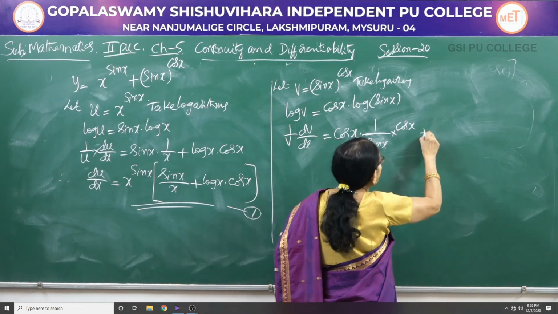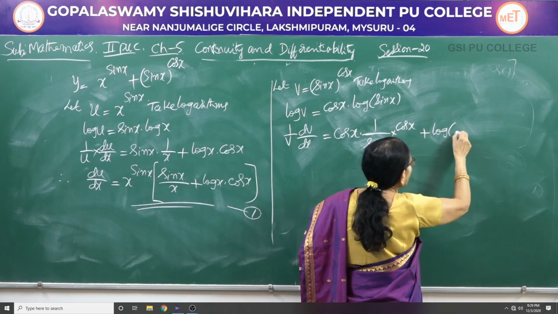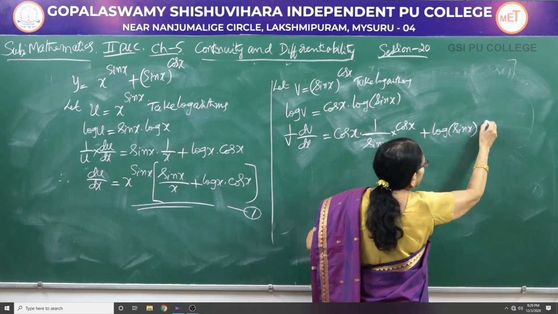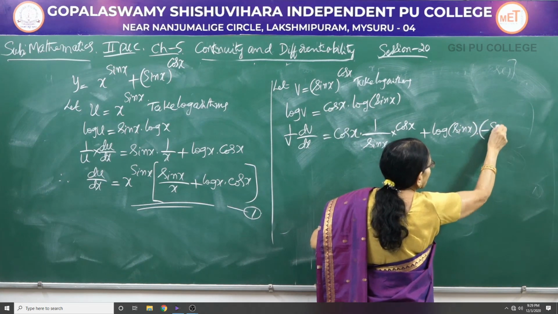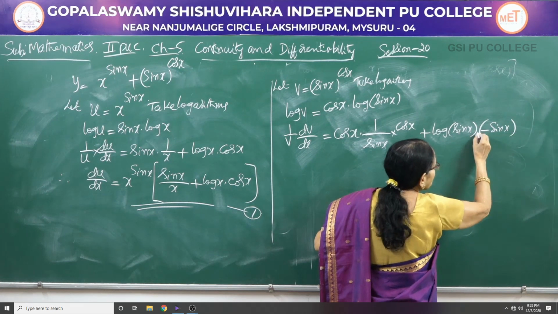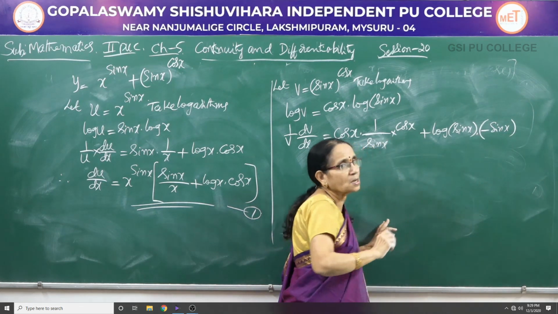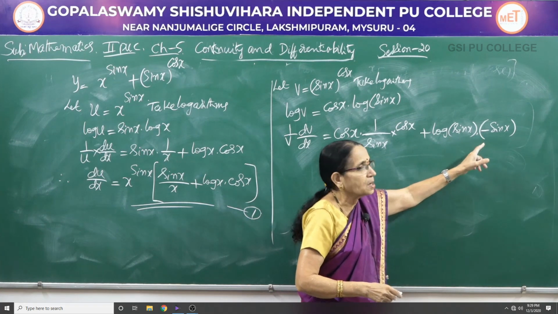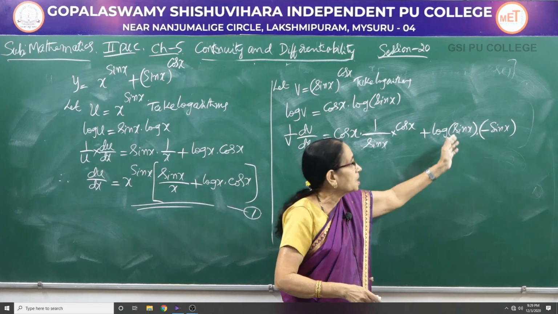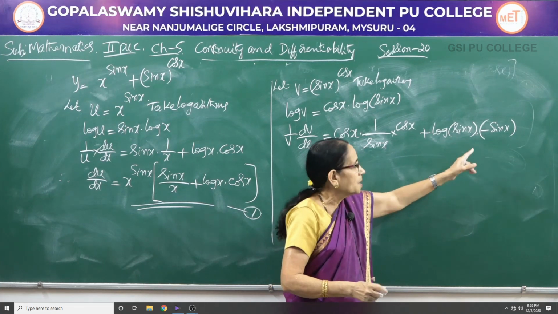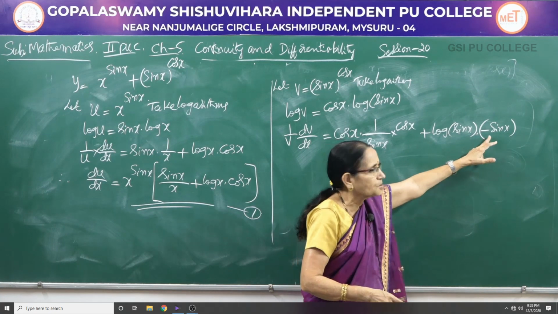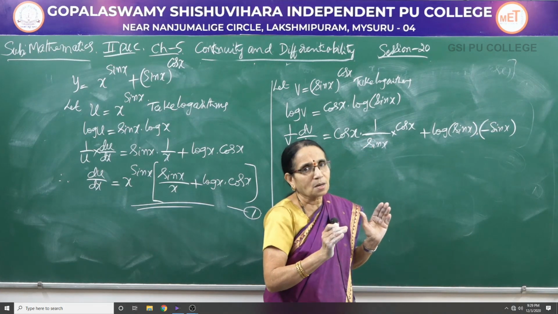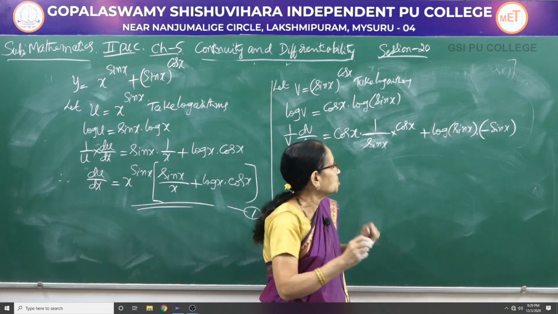Next, plus second function. What is the second function? Log of sin x into derivative of cos x is minus sin x. Whenever you have the minus sign, make it a habit to write inside the bracket. If you don't write this bracket, you may write it as log sin x minus sin x. You take it as a different term. It is not so. It is a product. So, whenever you come across a minus sign, and when you are multiplying, always write inside the bracket so that you will not be committing any mistake.